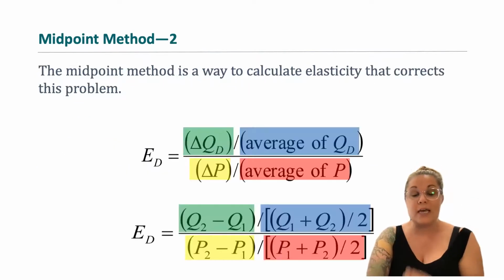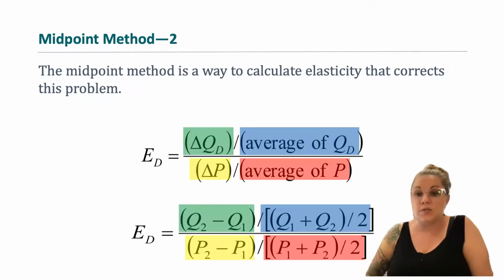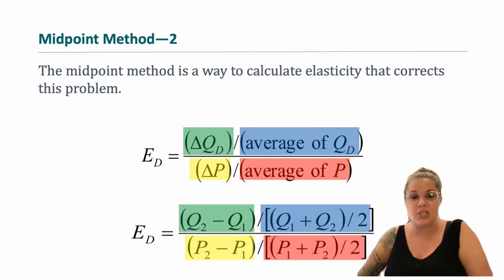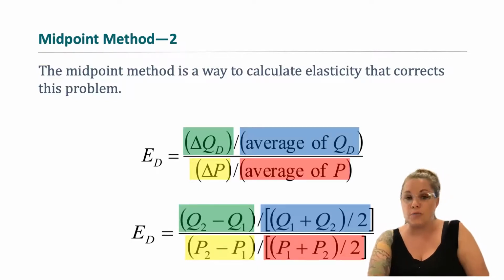So the way that we get rid of this complication is by using a method to calculate percentages called the midpoint method. The midpoint method corrects for this problem by taking averages. So when we look at the percent change in things, we're going to calculate the percent change as the overall numerical change divided by the average of the two numbers.